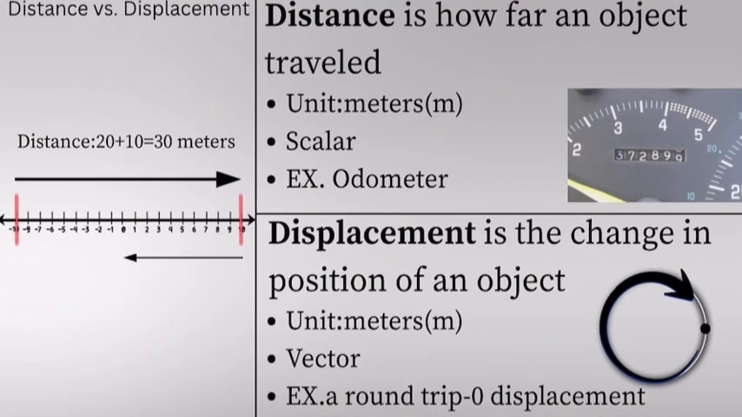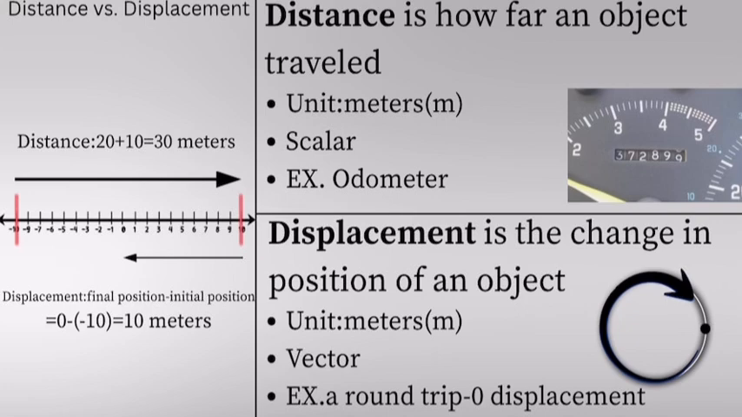However, when we are calculating the displacement, the final position, which is 0, minus the initial position, which is negative 10, gives us a displacement of 10 meters. A lot of students struggle to memorize whether it is final minus initial or initial minus final. You can just think about that alphabetically. F, which stands for final, comes before I, which stands for initial.